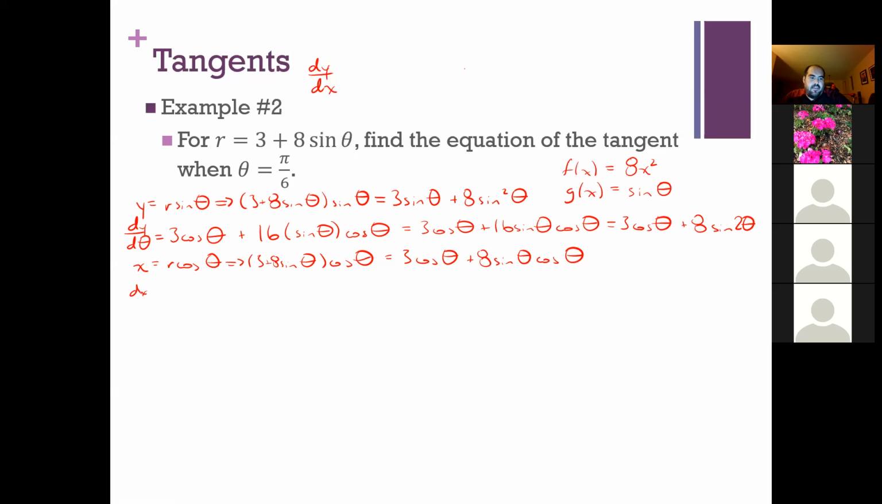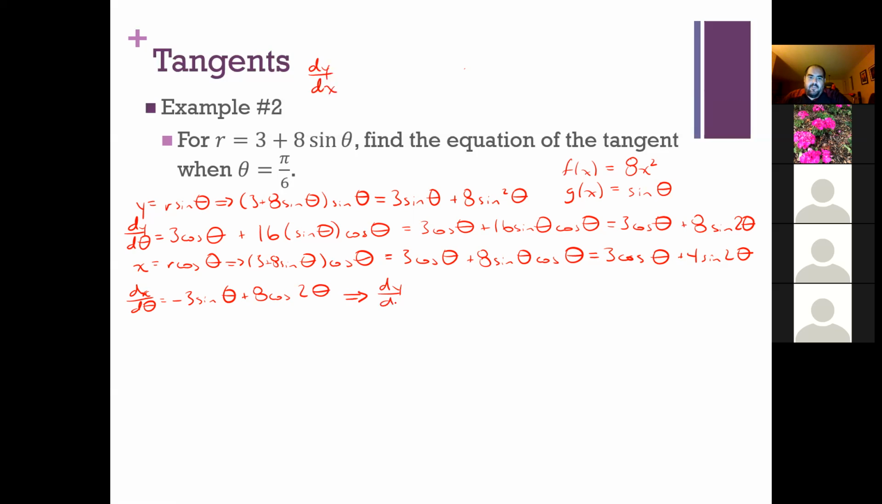Okay, so dx d theta would be equal to -3 sine theta. This one we're going to need. No, actually, I am going to get the double angle identity involved here before I take the derivative. So 3 cosine theta plus 4 sine 2 theta. So that derivative will be -3 sine theta plus 8 cosine 2 theta.